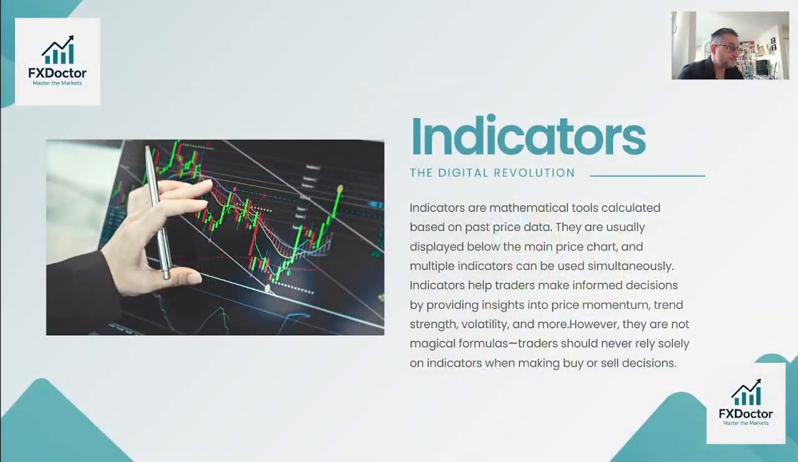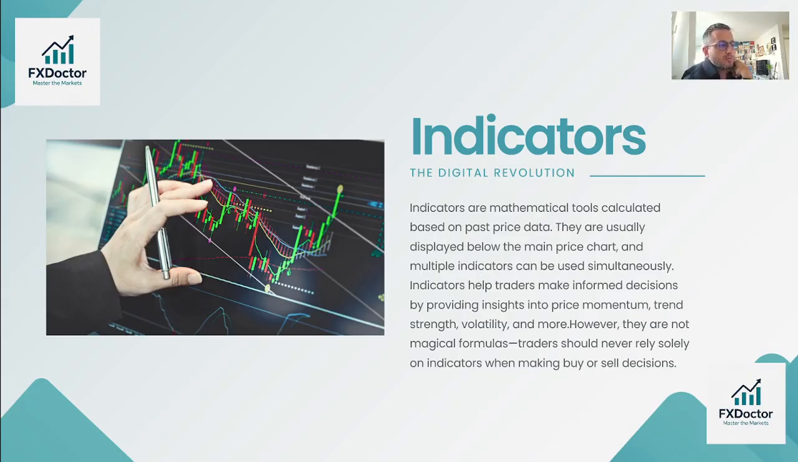Today we'll talk about indicators. Indicators are mathematical tools calculated based on past price data. They are usually displayed below the main price chart, and multiple indicators can be used at the same time. Indicators help traders make informed decisions by providing insights into price momentum, trend, volatility, and more.